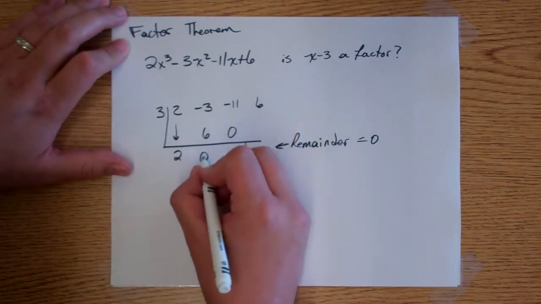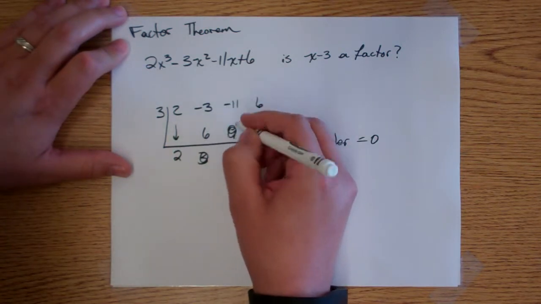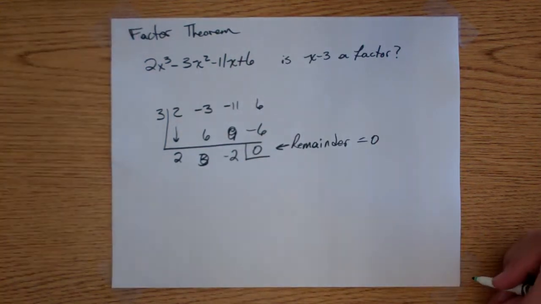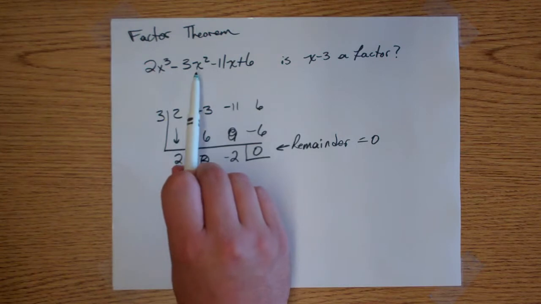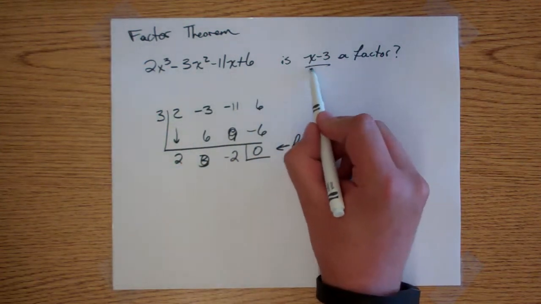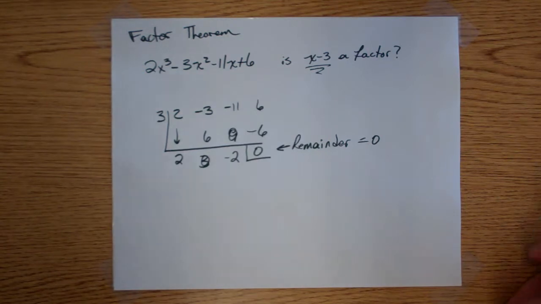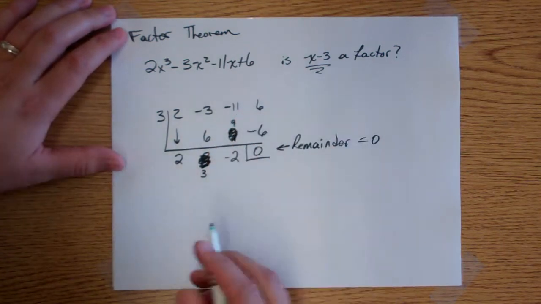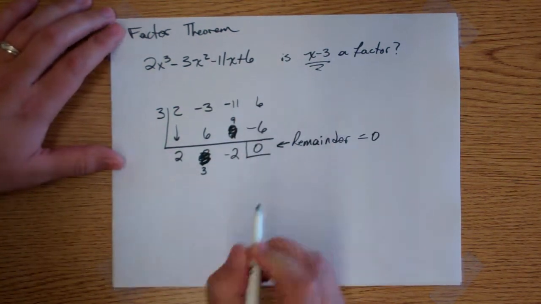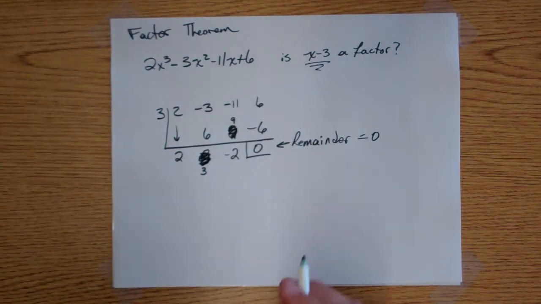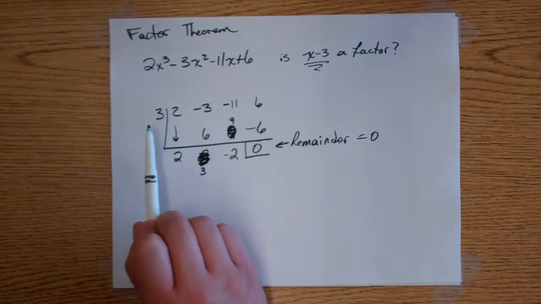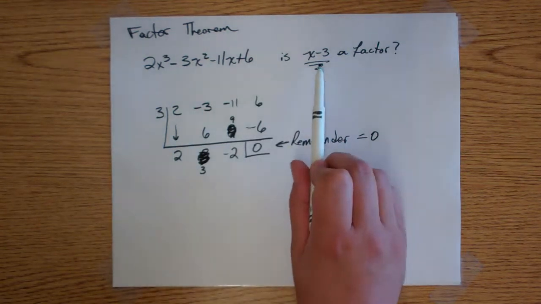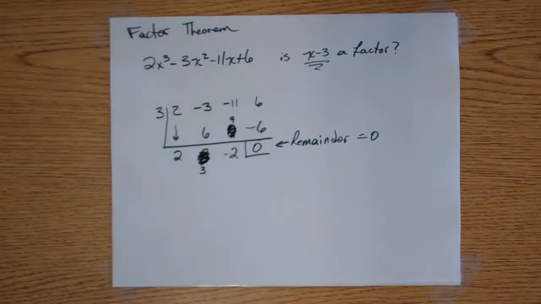How did I get that 0? That's 3, 9. That is -2, -6, 0. Bam. So therefore, 2x cubed minus 3x squared minus 11x plus 6 has x minus 3 as a factor. Okay, this is a 3 here. It's hard to read. And this here is a 9. Okay, since our remainder came out to 0 when we did synthetic division, that means whatever our divisor was, in this case we were dividing by x minus 3, so we put a positive 3 out here. That means that this is a factor because our remainder equals 0.